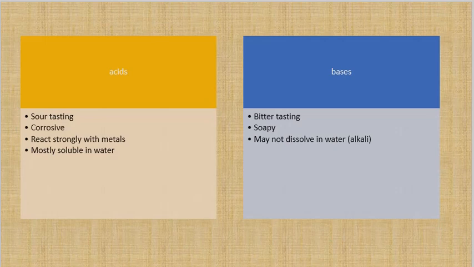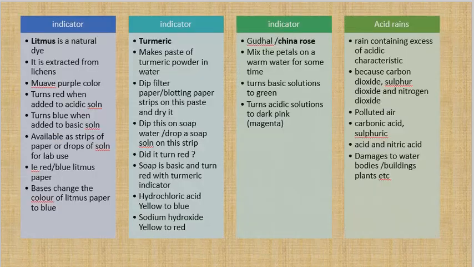Acids are corrosive, bases are soapy. Acids are strongly reactive with the metals. Acids are mostly soluble in water and become diluted acids. Bases mostly do not dissolve in water, and if they dissolve, then they are called alkali. So, acids, bases, alkali, and then we have the salts.